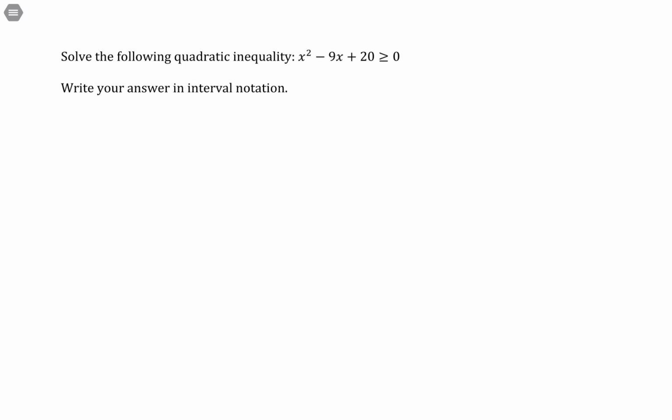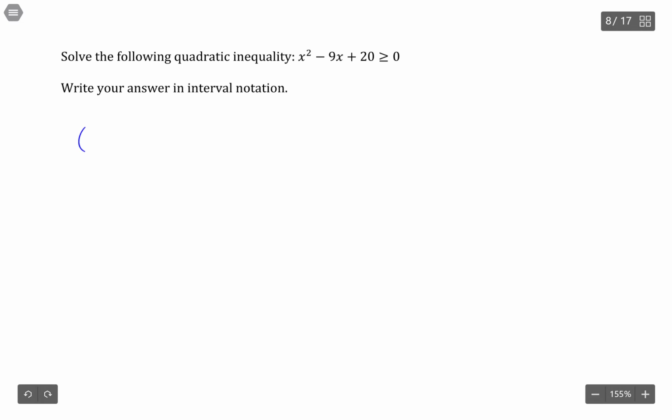Solve the following quadratic inequality. x squared minus 9x plus 20 is greater than or equal to 0. So to solve a quadratic inequality, we have to get everything to one side of the equation, preferably the left-hand side of the equation, and get 0 on the right-hand side.